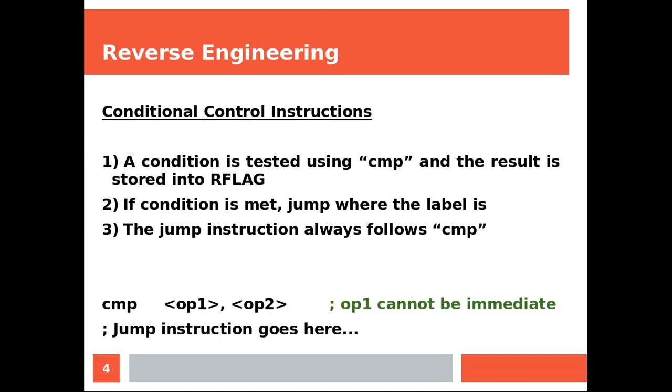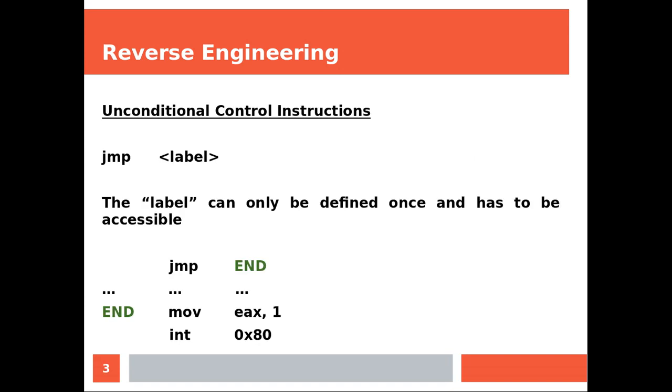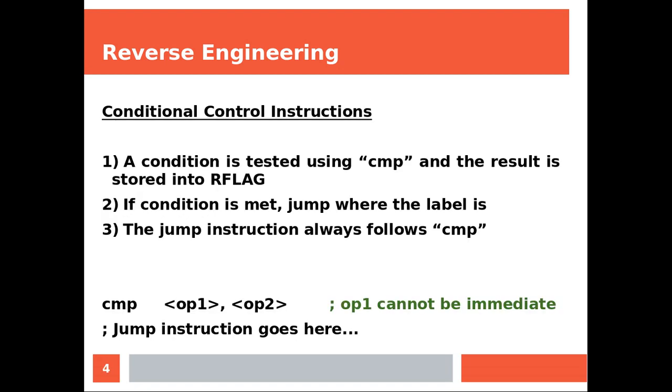Now, let's go back to the conditional control instruction. If the condition is met, jump where the label is. While before, we're always going to jump because in the unconditional control instruction, we don't have the CMP. Here, we do have the CMP before the jump, so we may or may not do the jump. Now, if the condition is met, jump where the label is, and the jump instruction always follows CMP, as we've just explained. Operator 1 cannot be immediate.